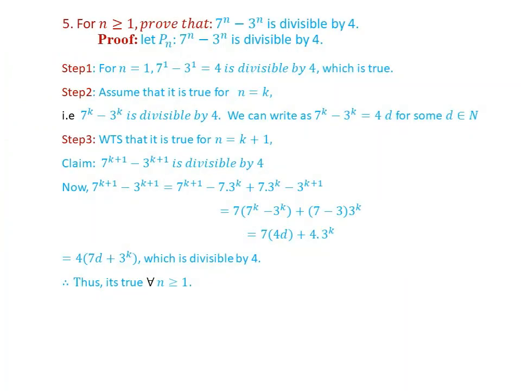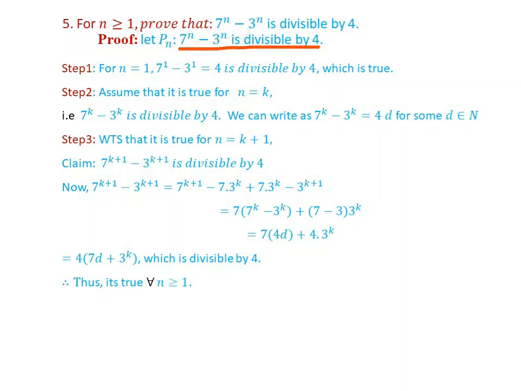Number 5. For n greater than or equal to 1, prove that 7 to the power of n minus 3 to the power of n is divisible by 4 for all natural numbers. Now our proposition given here, P(n), is 7 to the power of n minus 3 to the power of n is divisible by 4.